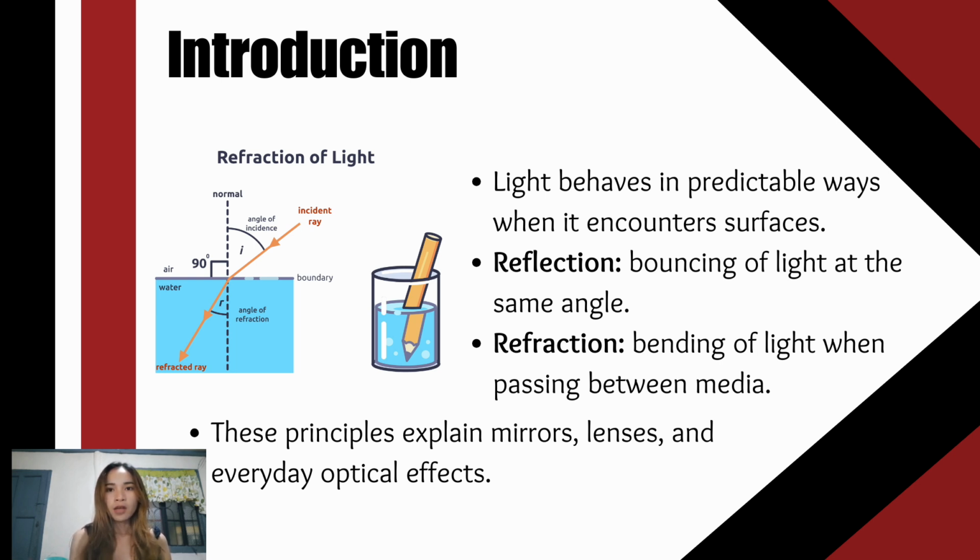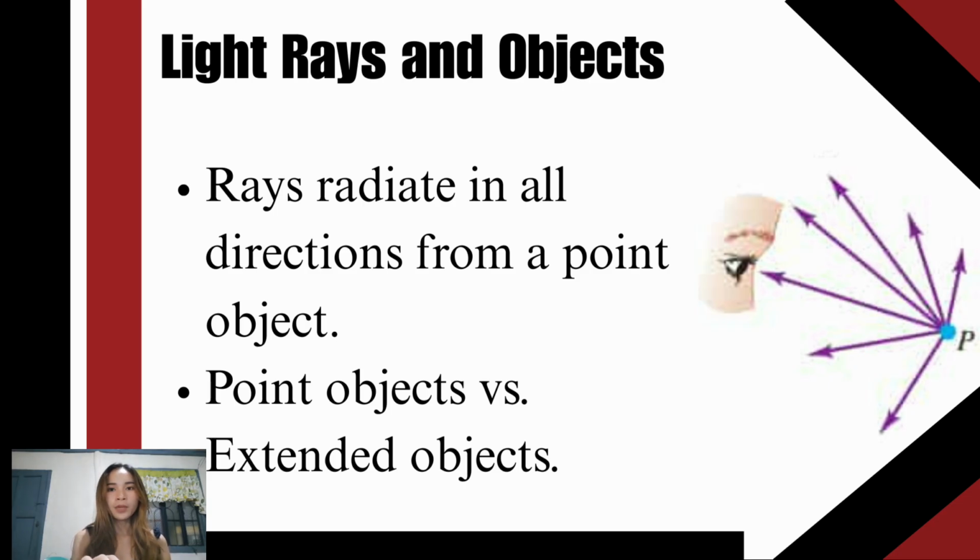Now let's talk about how light rays help form images. Every object around us reflects or gives off light in all directions. When that light reaches our eyes, we see the object. We can think of objects in two types. First is point object, which is a very small part of an object, and the second one is extended object, which is an object with size like a pencil or a person.